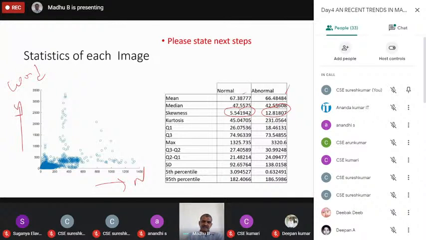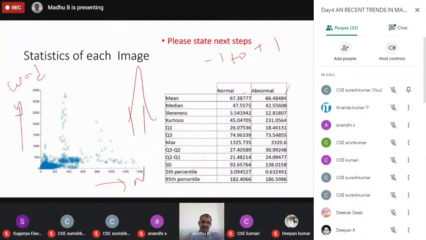See the kurtosis. Kurtosis is positive, 45 and 231. That means the curve is leptokurtic, a very sharp peak with a heavy amount of tails. We need to see how to handle this. For me, typically my skewness should be between -1 and +1. Then I can apply most of the machine learning algorithms irrespective of their strengths and weaknesses. I'm able to see my quartile 1, quartile 2, quartile 3.